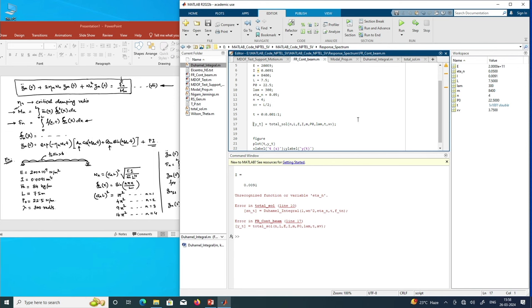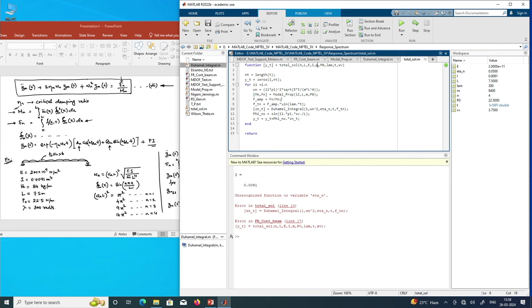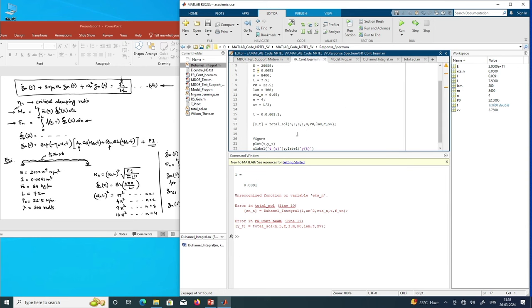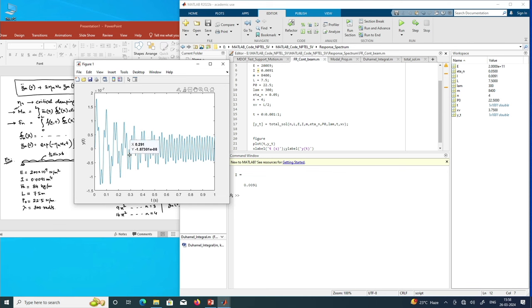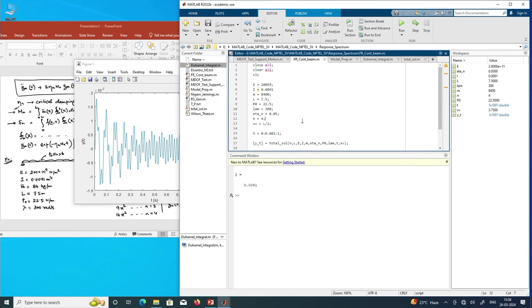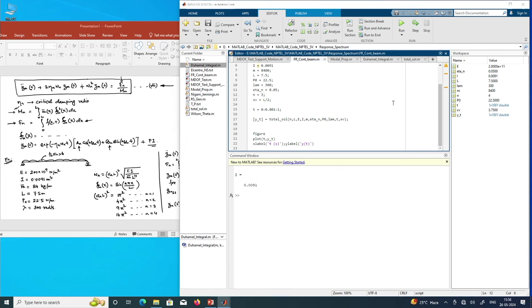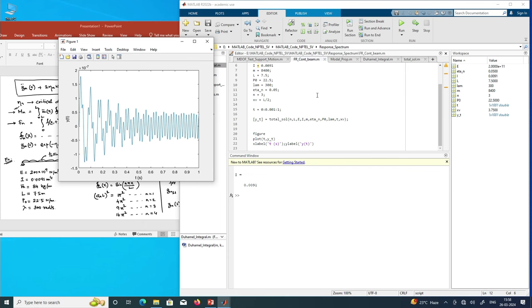So, let me check. In total solution here we did not define eta. So, let us do that. After m we give eta n. And then let us run it. So, what we now get is basically the solution where we consider the first four modes to find out the total solution. So, you can see how we can write the code and we consider a different number of modes. So, if we reduce to say 3 modes then we have a different solution. So, that way we can change the number of modes and then accordingly we can find out the solution.